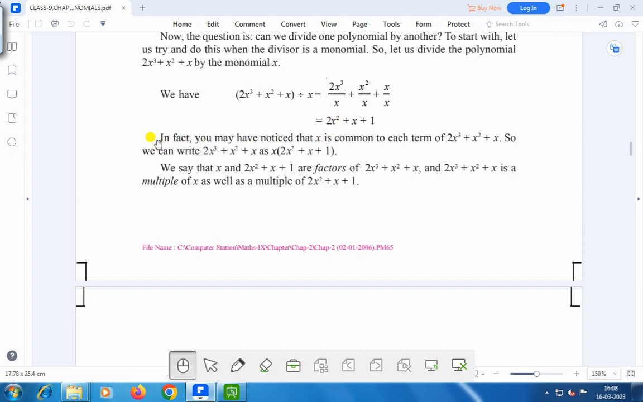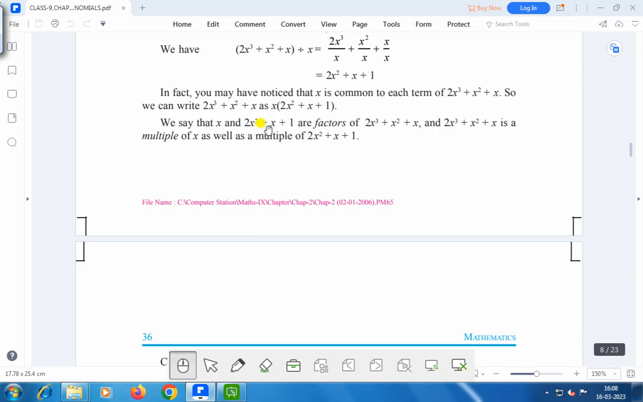plus x plus 1. In fact, you may have noticed that x is common to each term of 2x cubed plus x squared plus x. So we can write 2x cubed plus x squared plus x as x into 2x squared plus x plus 1. We say that x and 2x squared plus x plus 1 are factors of 2x cubed plus x squared plus x, and 2x cubed plus x squared plus x is a multiple of x as well as a multiple of 2x squared plus x plus 1.